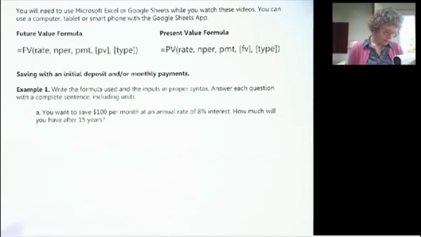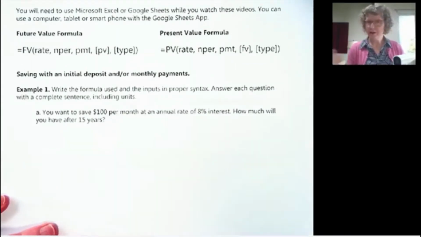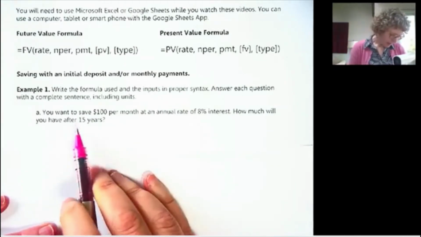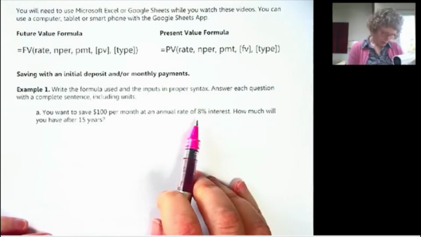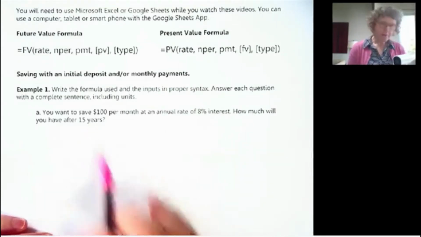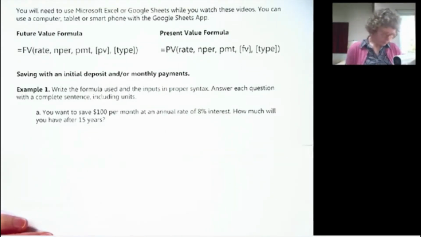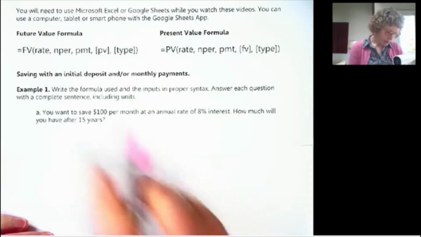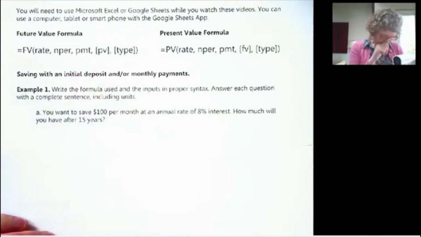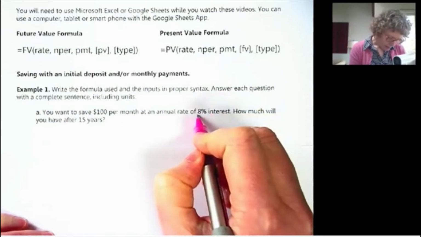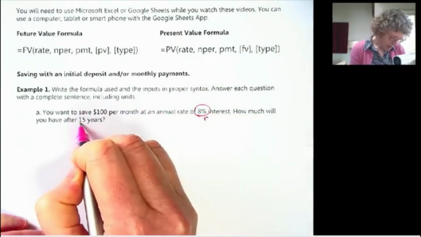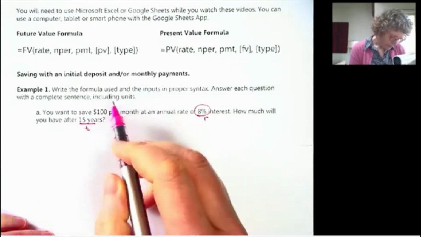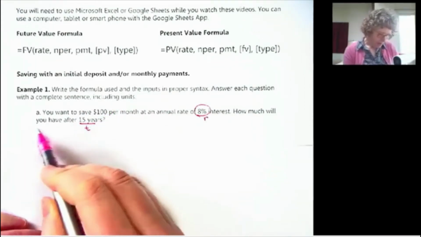So here's an example. Just like we've been doing, we're going to write out our formula with all the inputs. You want to save $100 per month at an annual rate of 8% interest. How much will you have after 15 years? Okay, so first question, do we use the future value or the present value? Let's figure out what we know. We've got our rate, we've got our time.